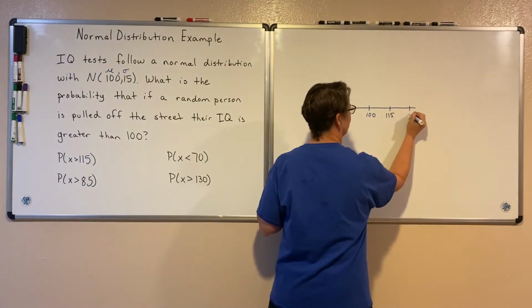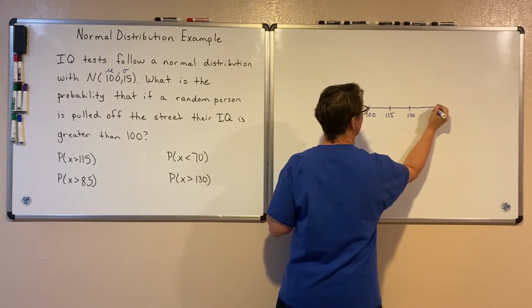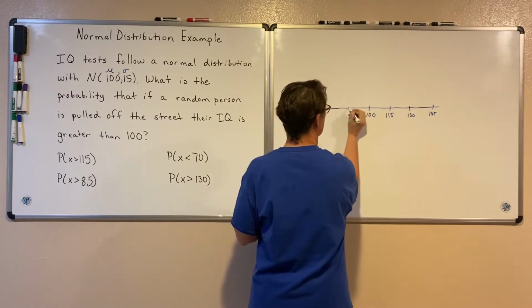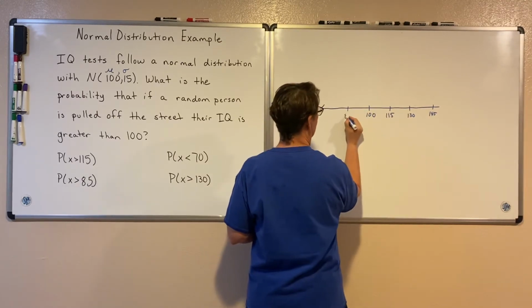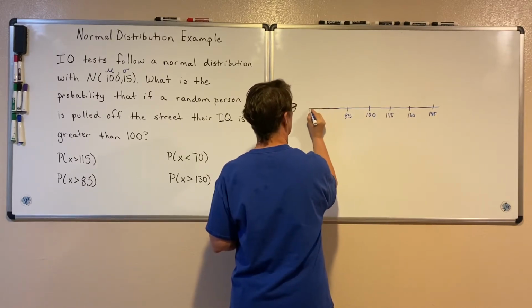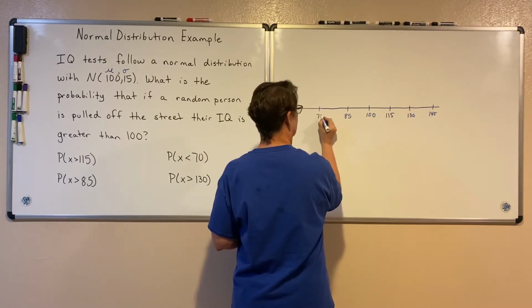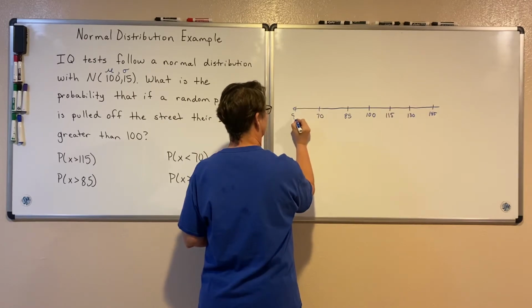If I go up another standard deviation, I'm at 130. And one last standard deviation, and I'm at 145. I'm going to go backwards. So subtract 15 from 100, and we're at 85. Subtract another 15, and you're at 70. Subtract one more standard deviation, and you're at 55.